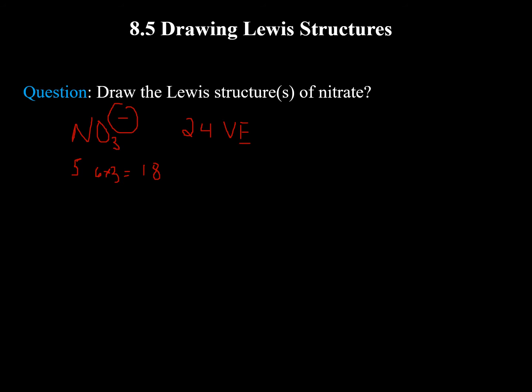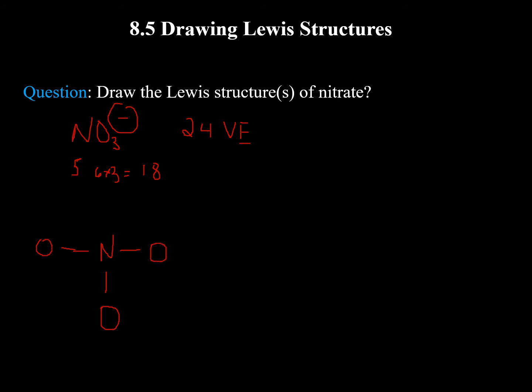Okay, so we want to figure out which one goes in the middle. The nitrogen will go in the middle because it has 5 valence electrons. It needs 3 more to be happy to make 8. The oxygen has 6 valence electrons. It needs 2 more to be happy to make 8. So N will go in the middle. Let's connect the oxygens. The oxygen can be above or below, it's okay.